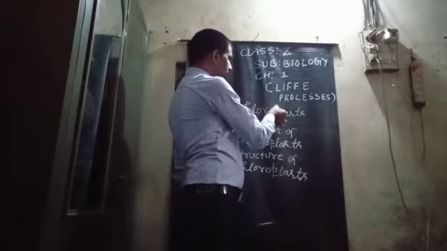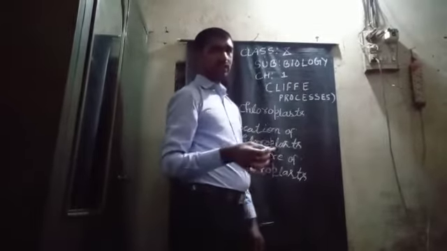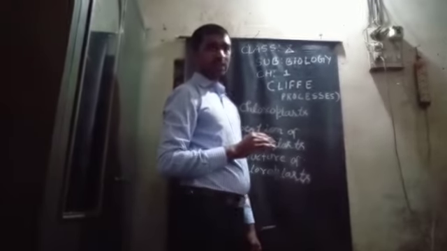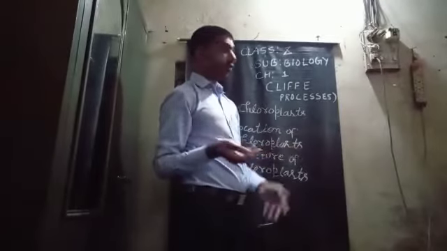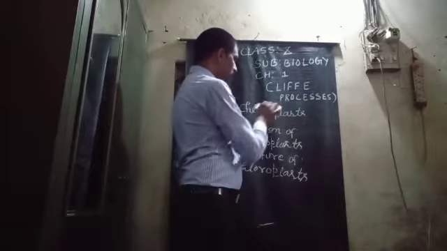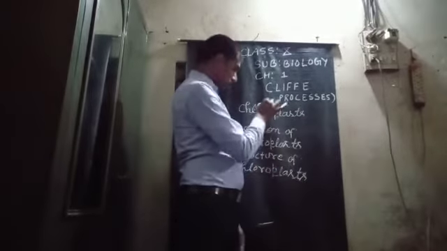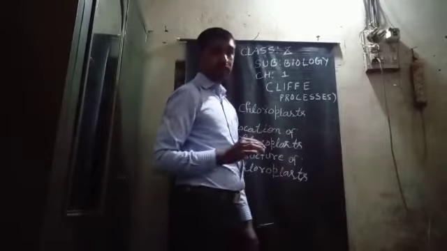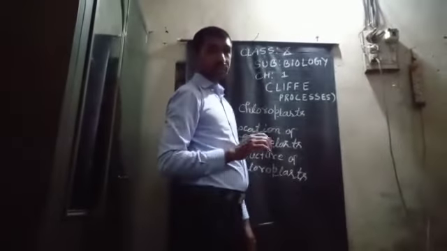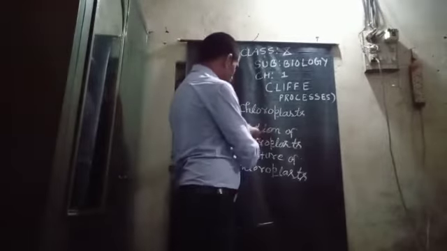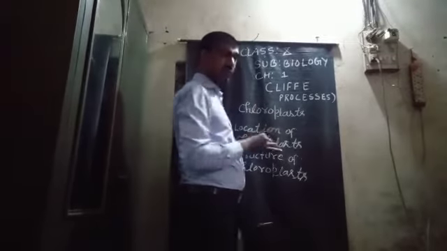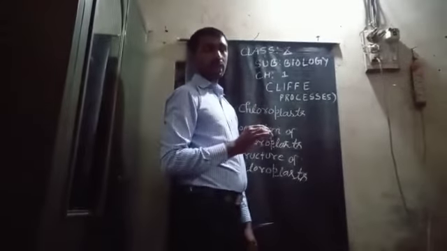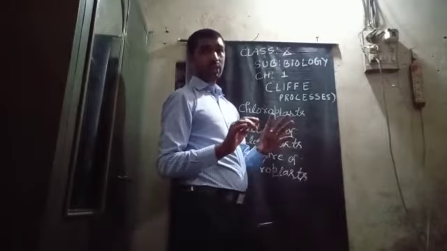So inside chapter 1 life processes, today we are going to explain in front of you about chloroplast, the location of chloroplast and the structure of chloroplast. Try to understand. Location of chloroplast means how chloroplasts are seen.